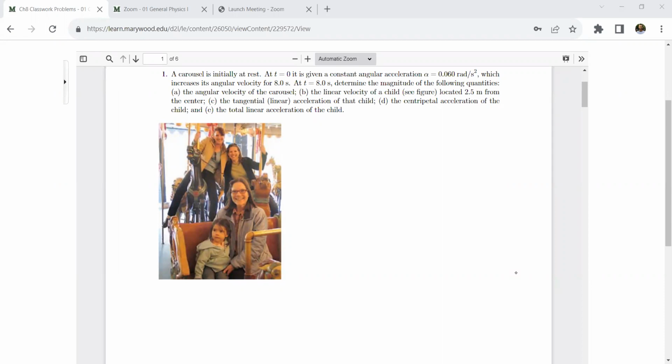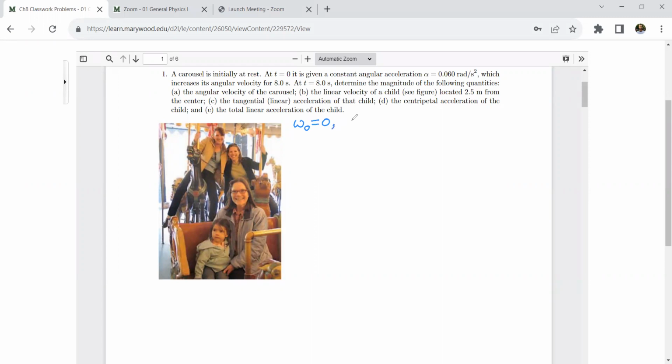So that means we can write omega 0 is equal to 0. That's the first thing we are given. And it said that at t equal to 0, it's given a constant angular acceleration.